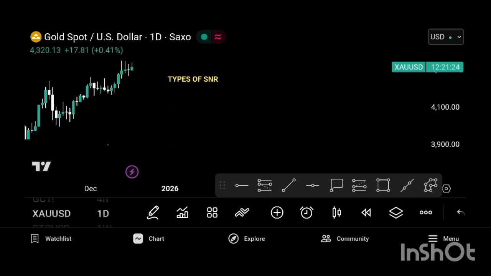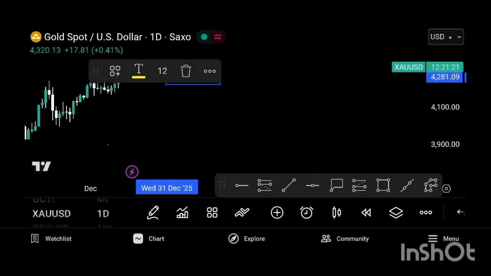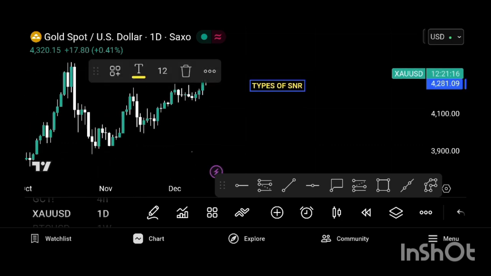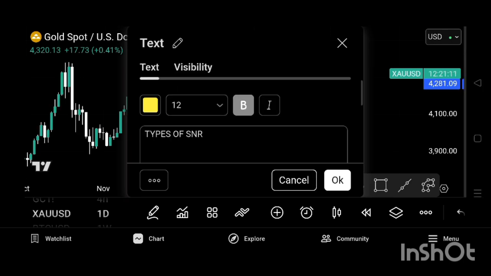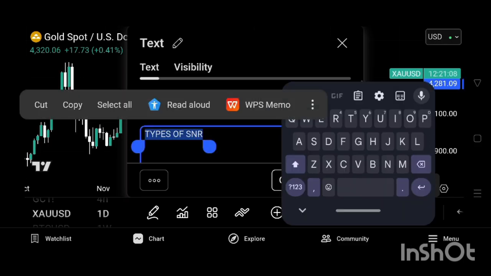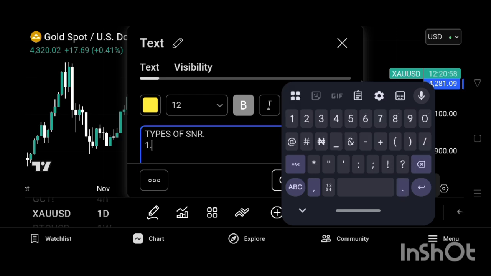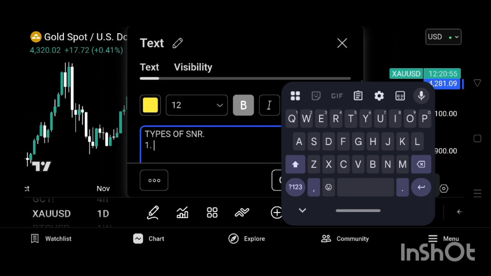Alright, so we'll be looking at the different types of support and resistance that we have in the market, and I hope we'll be able to understand them properly so that our trading can make sense. So the first type of SNR we have is what we call the head and shoulder, or what some people prefer to call left shoulder SNR. So left shoulder SNR.